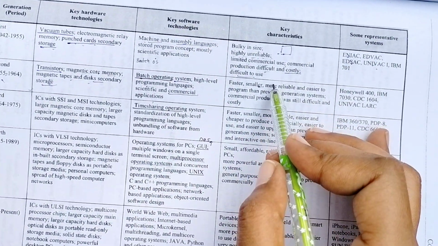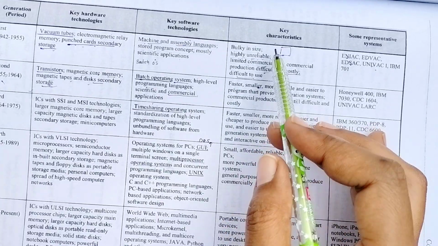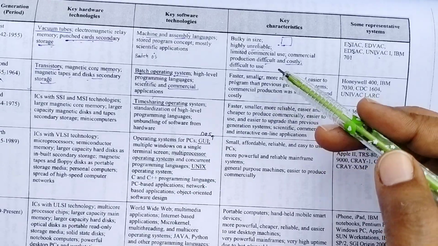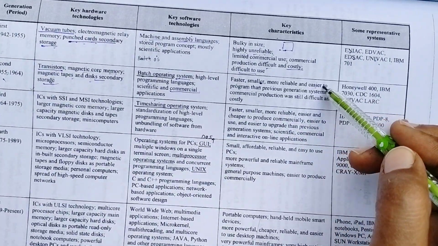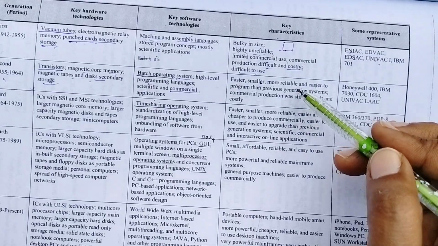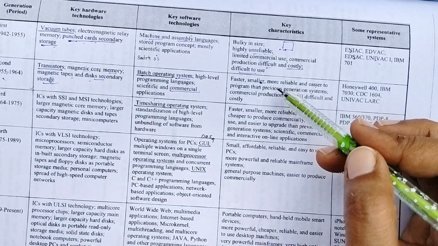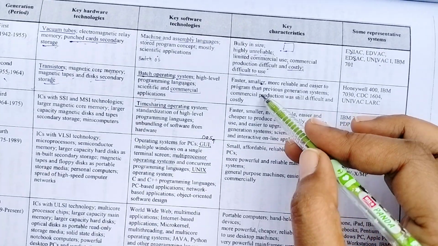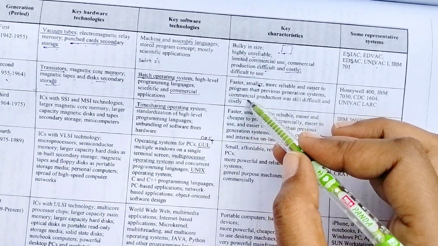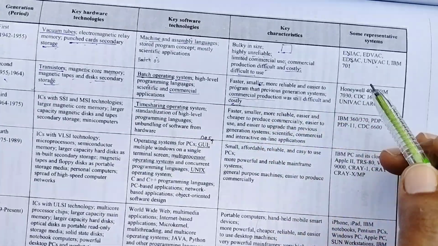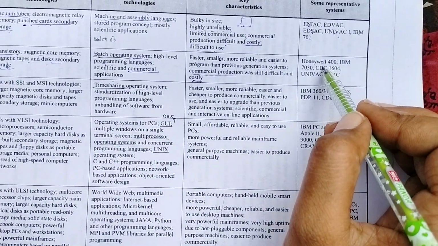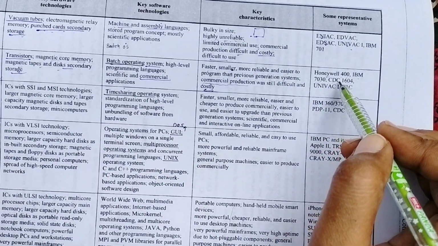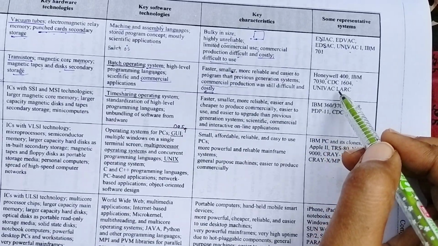Some characteristics of the second generation: it is quite faster than the first generation, smaller in size, reliable, and easier to program than previous generations. It became more reliable than the first generation and easy to use, but it is still difficult to use in commercial production. It is costly also. Some examples of the second generation are Honeywell 400, IBM 7030, CDC 1604, and UNIVAC.